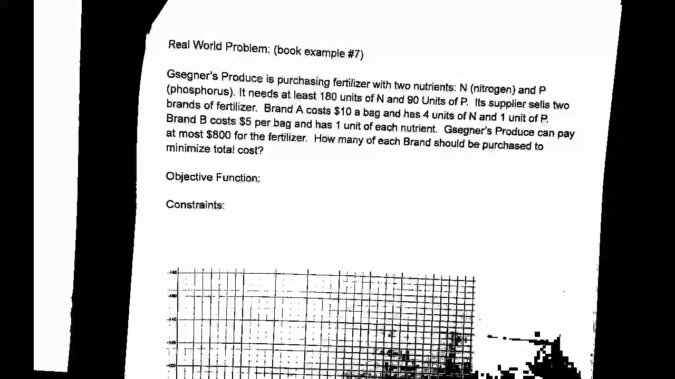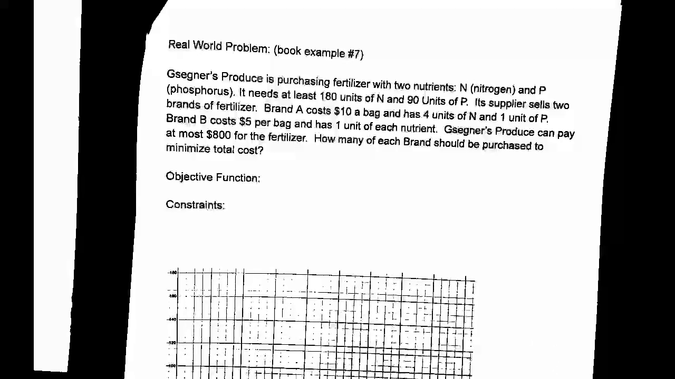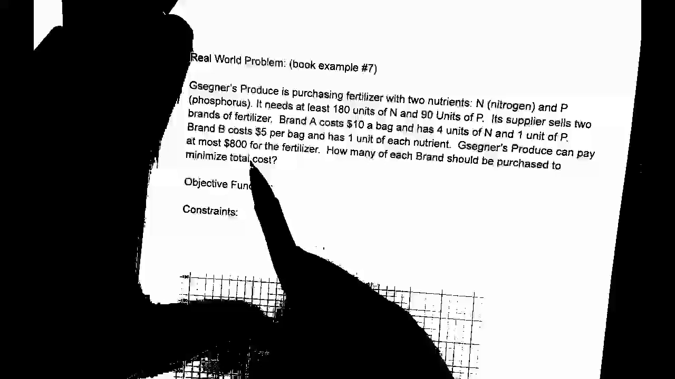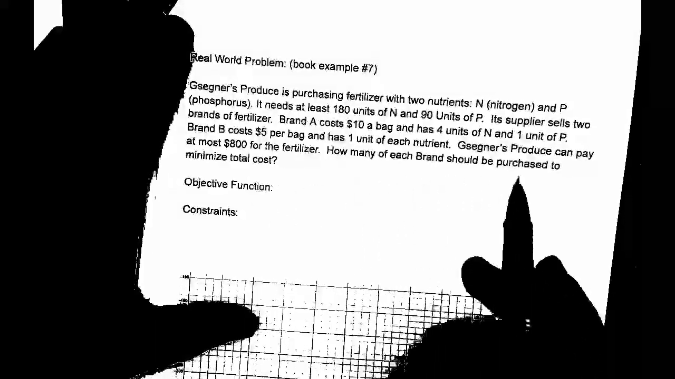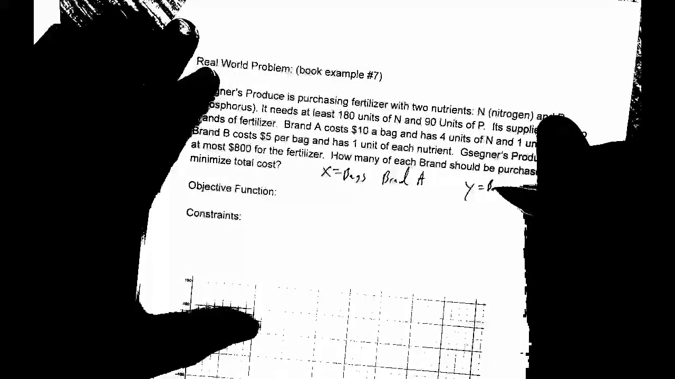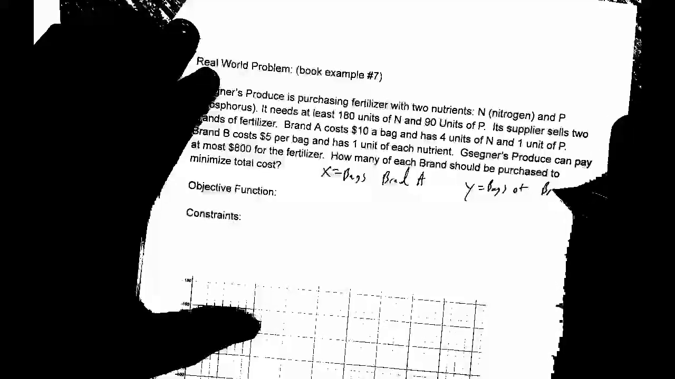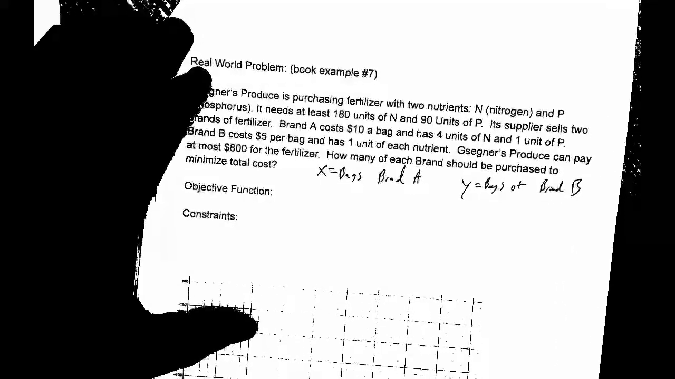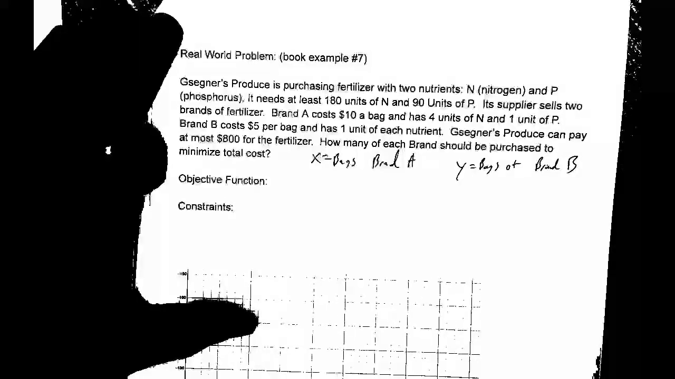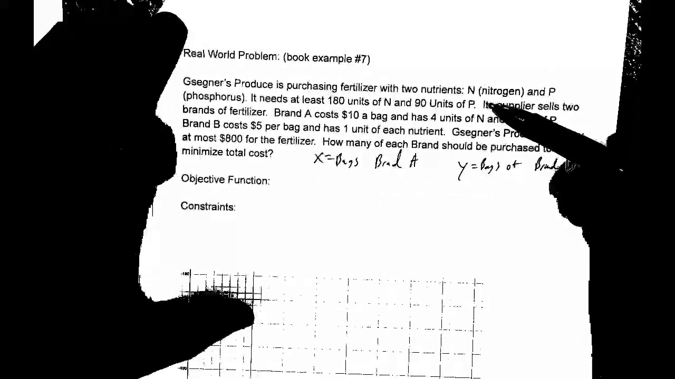Okay, so there's a lot of information here. I think a good place to start is actually the last part of the question. How many of each brand should be purchased to minimize total cost? That's our goal. This is what we want to answer. So let's say that X is going to represent bags of brand A, and Y is bags of brand B. Okay? How many of each should be purchased to minimize total cost? But we have these constraints above.